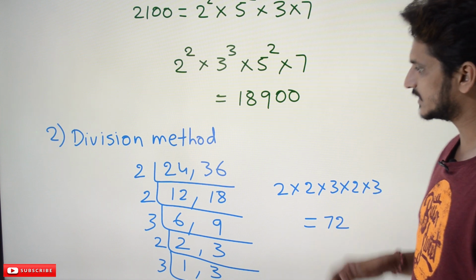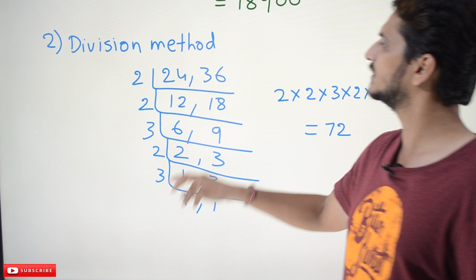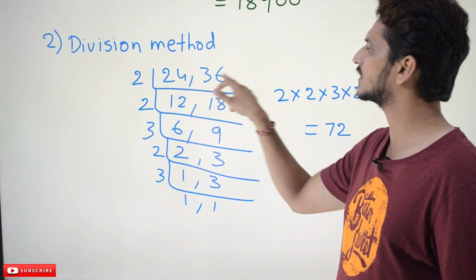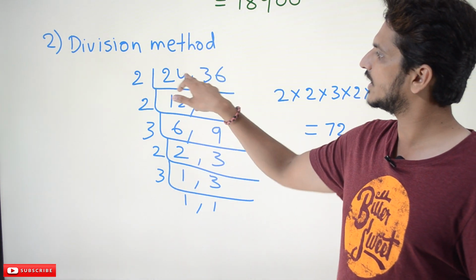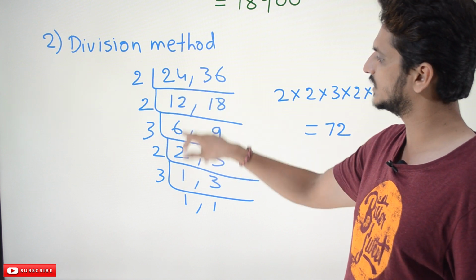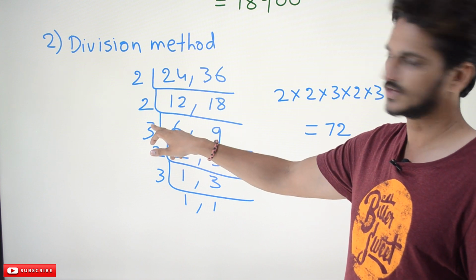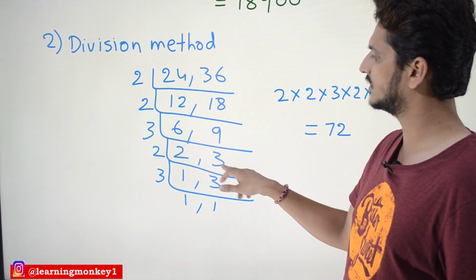The second method, which is very easy to identify, is the division method. So take the two numbers 24, 36. Divided by 2, 12 times, 2 is 18 times. Again divided by 2, 6 times. 18 divided by 2 is 9. Take 3: 3 twos are 6, and 3 threes are 9.